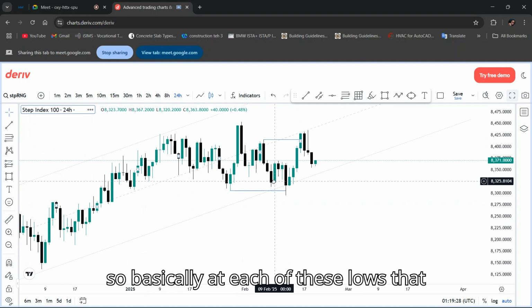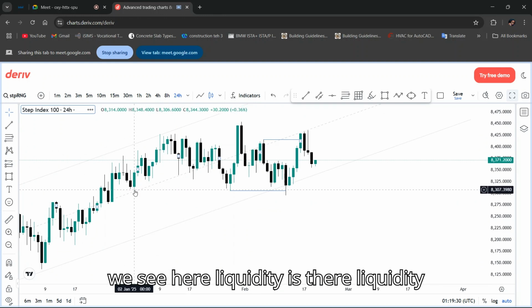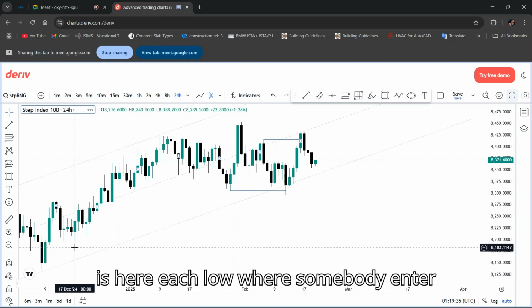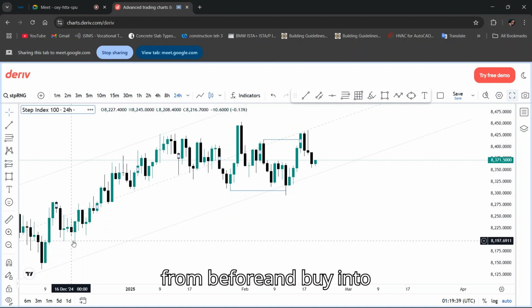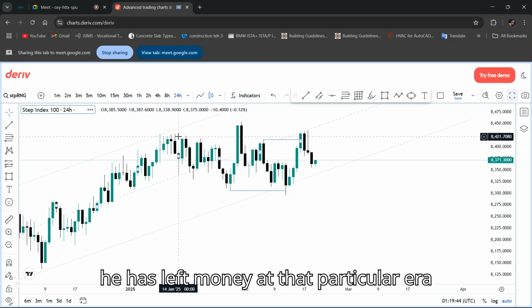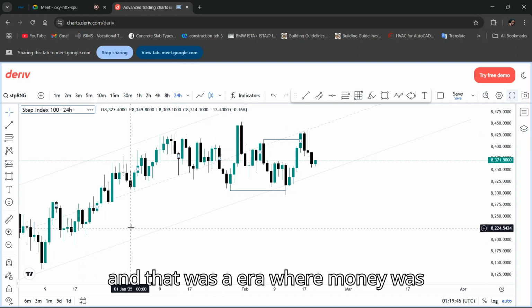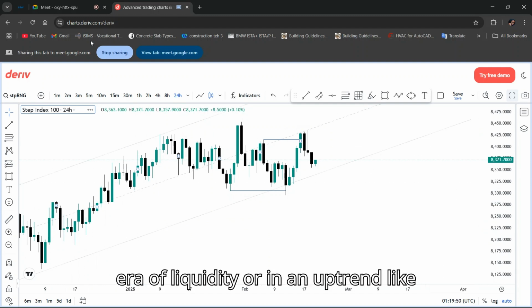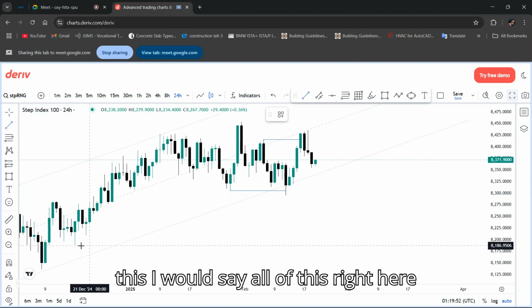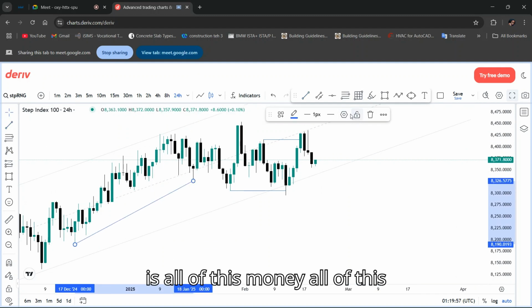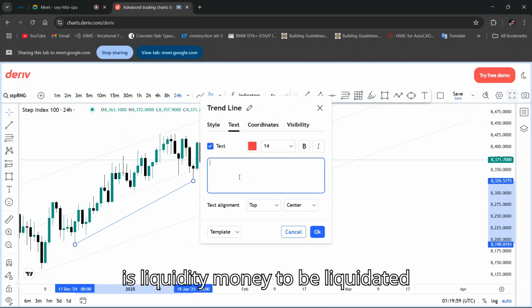So basically, at each of these lows that we see here, liquidity is there, liquidity is here, liquidation is here, liquidation is here. Each low where somebody entered from before and bought into, made money off it and took a profit, he has left money at that particular area. And that was an area where money was traveling through. So we call that an area of liquidity. Or in an uptrend like this, I would say all of this right here is money. All of this is liquidity. Money to be liquidated.